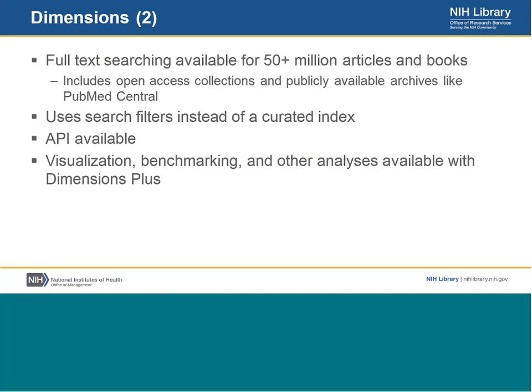Whether you're working with the basic or plus version of Dimensions, you do have full text searching available for over 50 million articles and books. This is made possible in part because they're able to access a variety of different open access collections and publicly available archives, including PubMed Central.